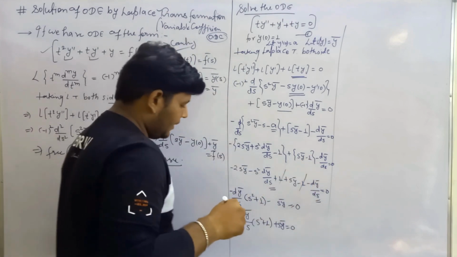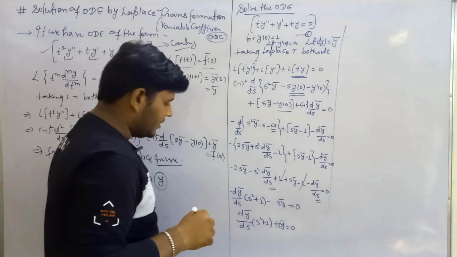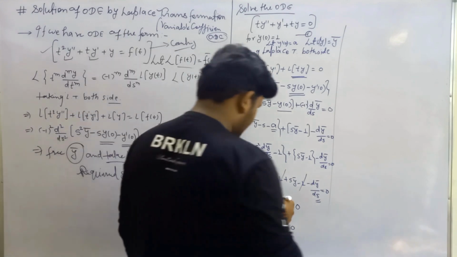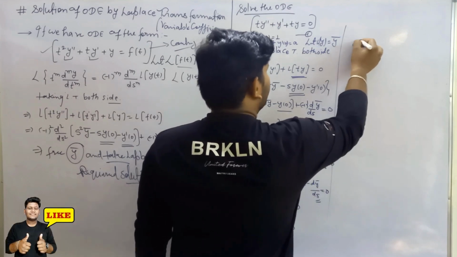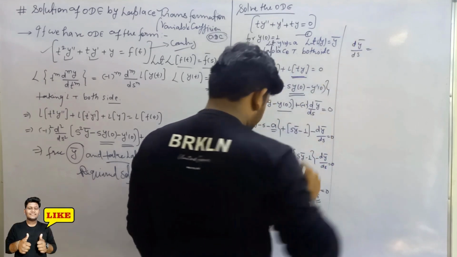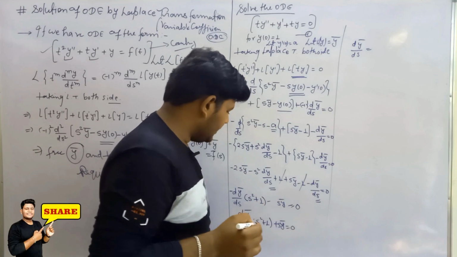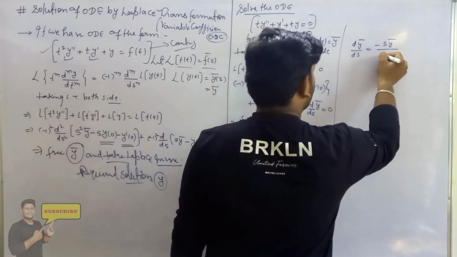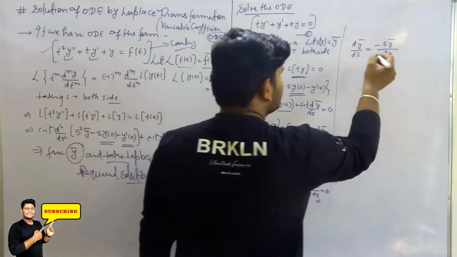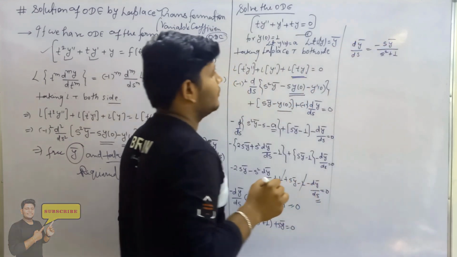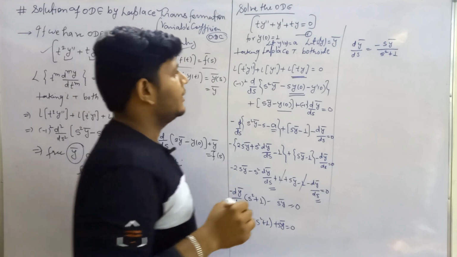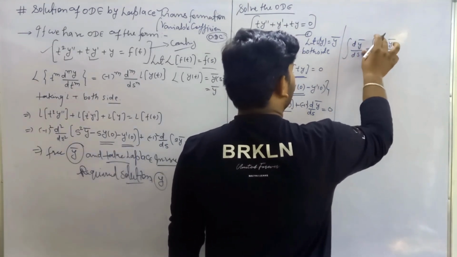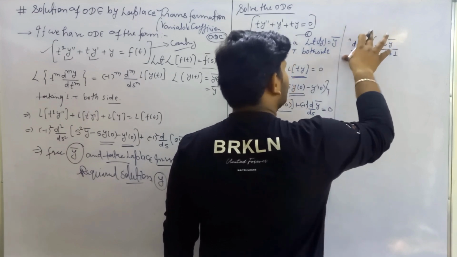Taking minus common, multiply minus both sides. Now this will be a linear differential equation, an ordinary linear differential equation, and we can easily solve this by taking this part to the right-hand side: dy bar/ds is equals to minus s y bar over s square plus 1. Now we can solve this by applying integration both sides, but for that the variables must be separated.